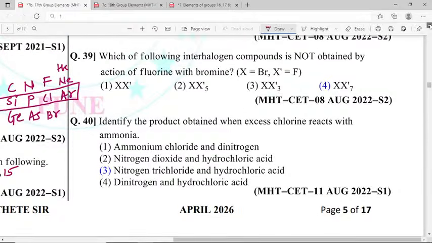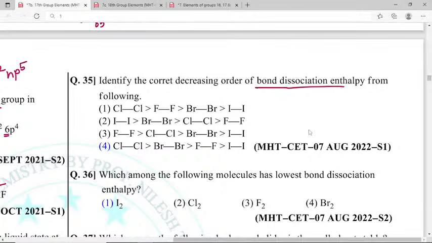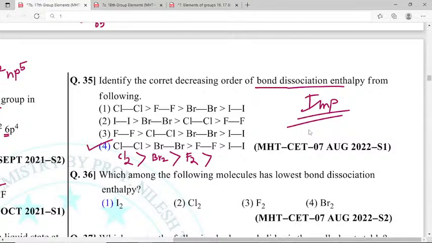Next question. Identify the correct decreasing order of bond dissociation enthalpy. Chlorine-chlorine bond dissociation enthalpy is very high as compared to bromine-bromine, fluorine-fluorine and iodine-iodine. This is a very important question. Please note down. Bond dissociation enthalpy: Cl2 greater than Br2 greater than F2 greater than I2.